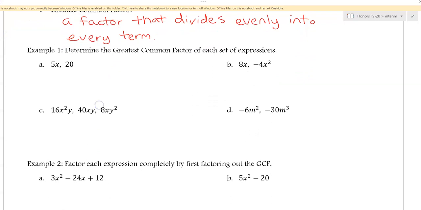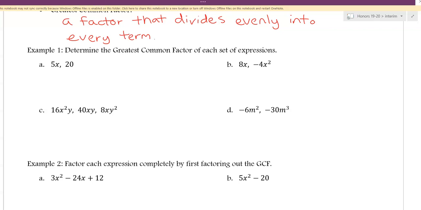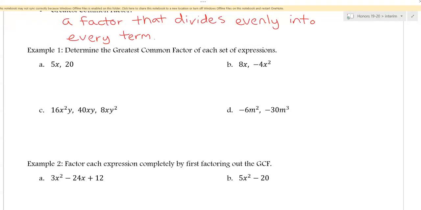So I'm going to determine the greatest common factor of each set of expressions. Well, if you think about 5 times x, 5x is really 5 times x, and 20 is really 5 times 4. So these both have a 5 in them, so that's my greatest common factor. Okay. Same thing here.